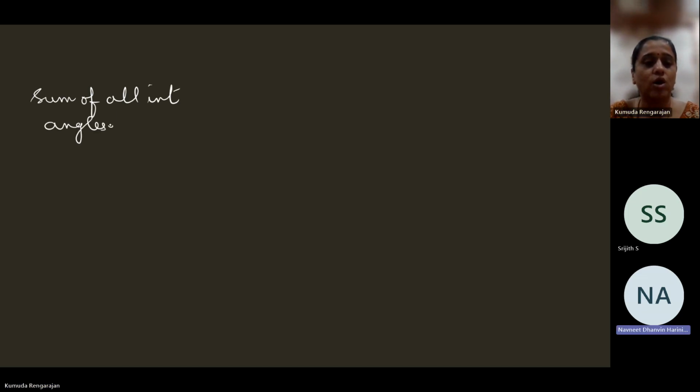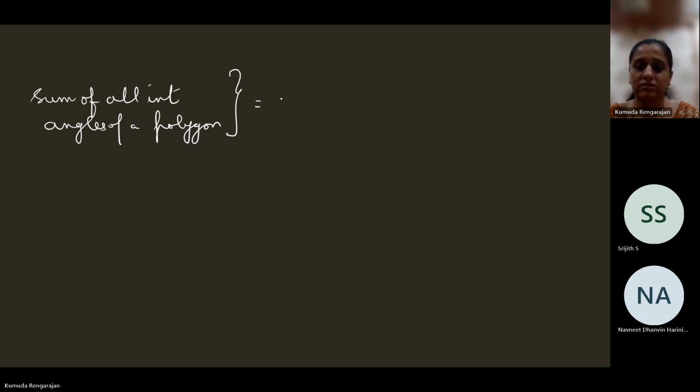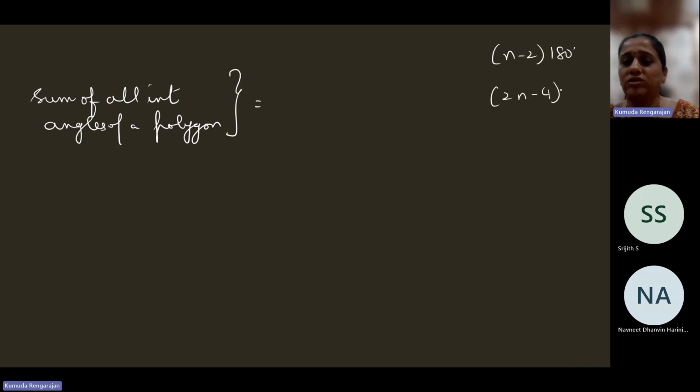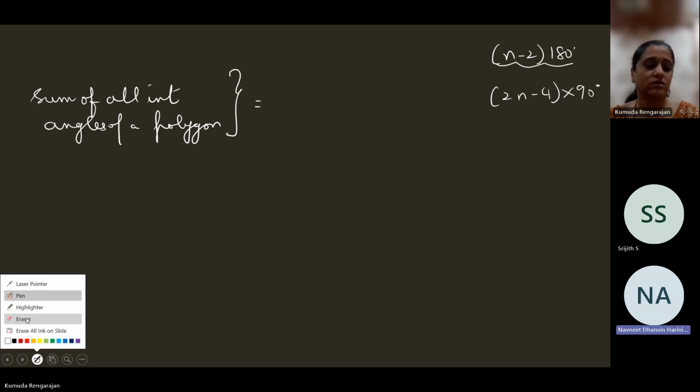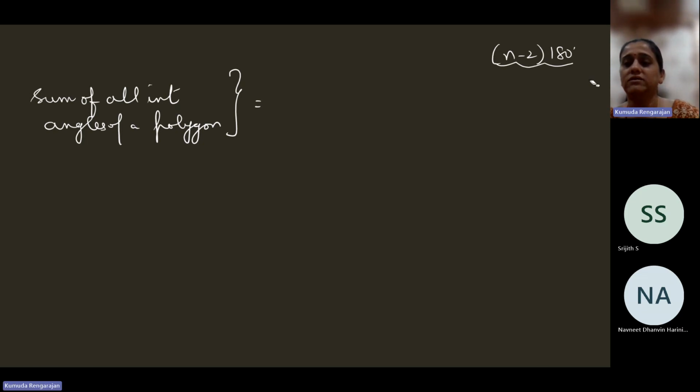Now, what's the formula to find the sum of all interior angles of a polygon? 2n minus 4. We'll for now learn n minus 2 into 180. I don't know if your school uses 2n minus 4 into 90. We'll just use this now. N minus 2 into 180. Yeah, n minus 2 into 180.